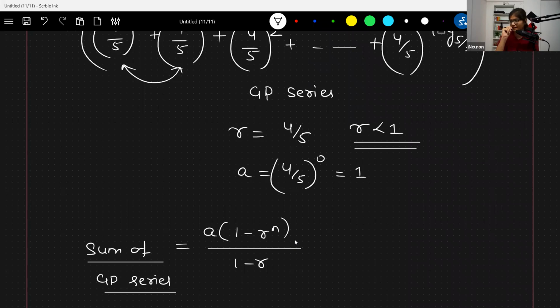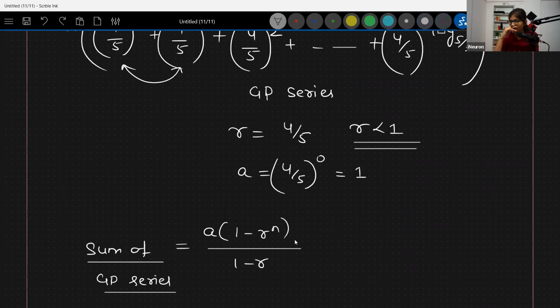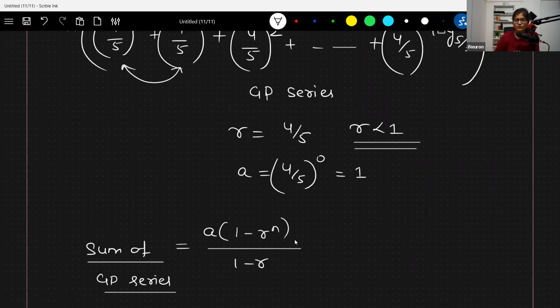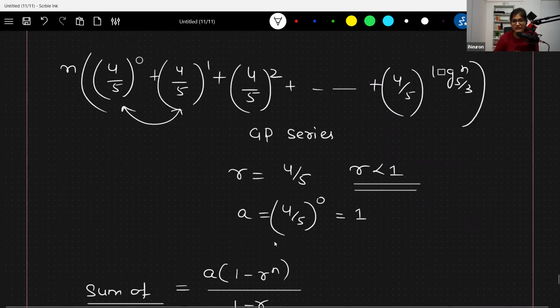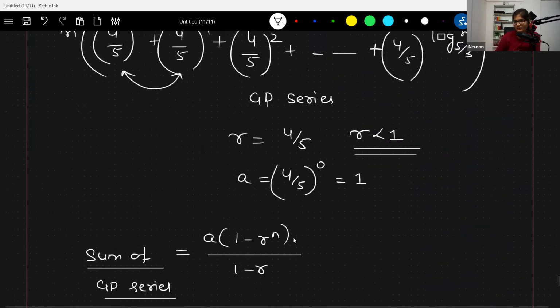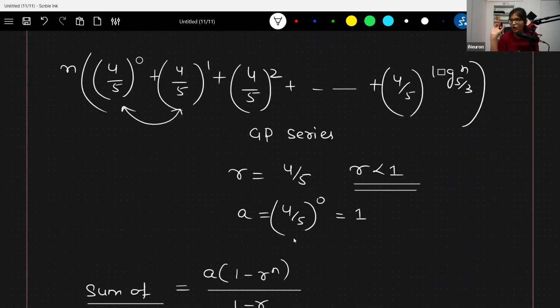We discussed, I think. Have we discussed GP series in the last session? No. So maybe I took another session. So basically, whenever we talk about GP series, there will be a common ratio. So here, the common ratio will be 4 by 5 to the power 1 divided by 4 by 5 to the power 0.